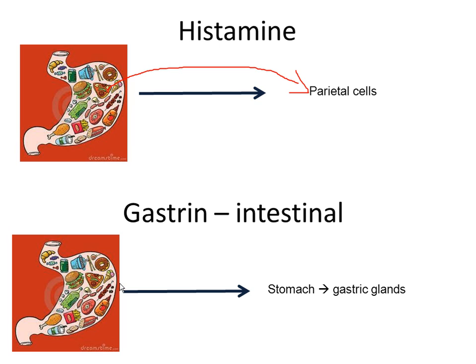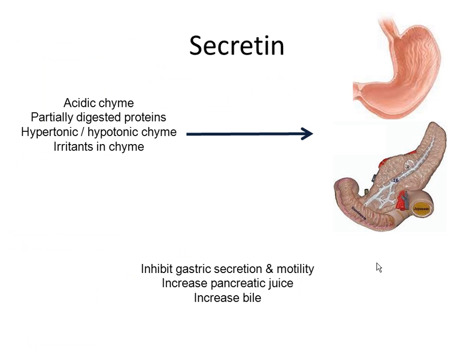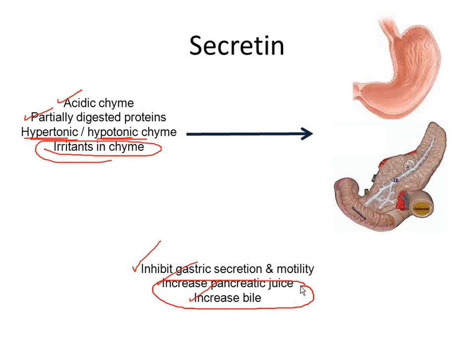Intestinal gastrin. Intestinal phase coordinates activity of the stomach and intestine. And secretin, when an acidic chyme with partially digested proteins, or very hypertonic or hypotonic chyme, enters the duodenum, or if you have irritants in that chyme, it's going to shut the stomach off. It inhibits gastric secretion and motility, increases pancreatic juices, and increases bile. This is because of the overlap to eating fats and proteins, and that is for timing.